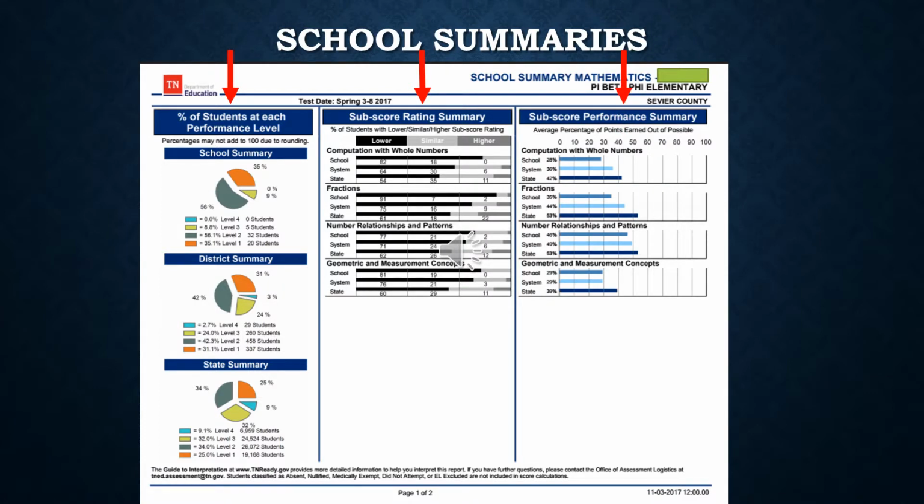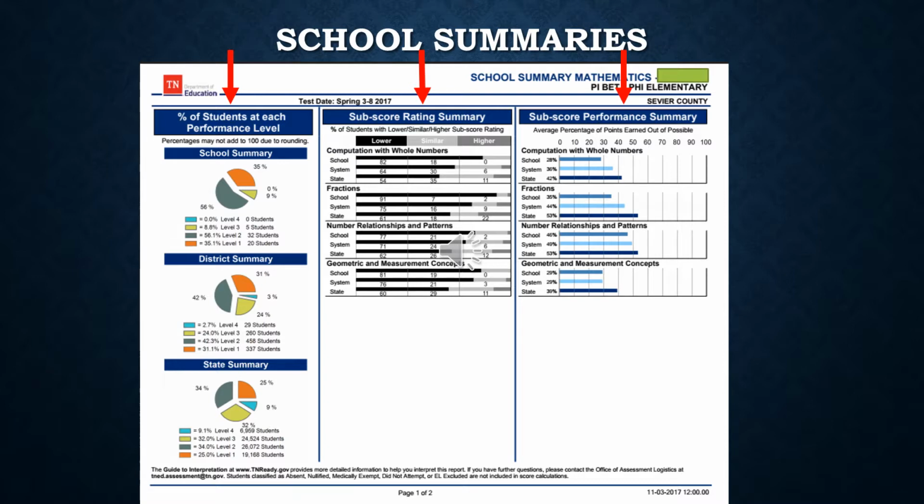The school summary report is a snapshot for the entire school or grade level. The left-hand column contains a summary for the school, district, and state for percentages and number of students in each performance level. The second column, titled the Sub-Score Rating Summary, is a little harder to know what it is telling us.